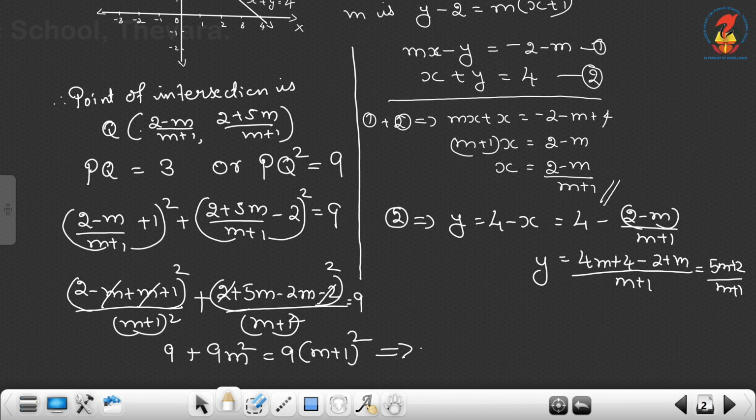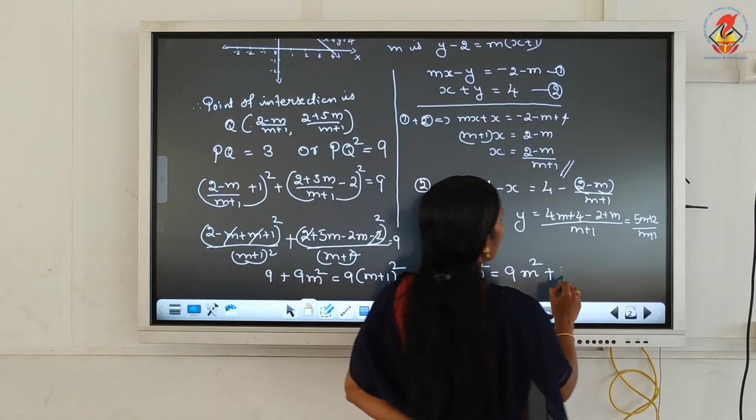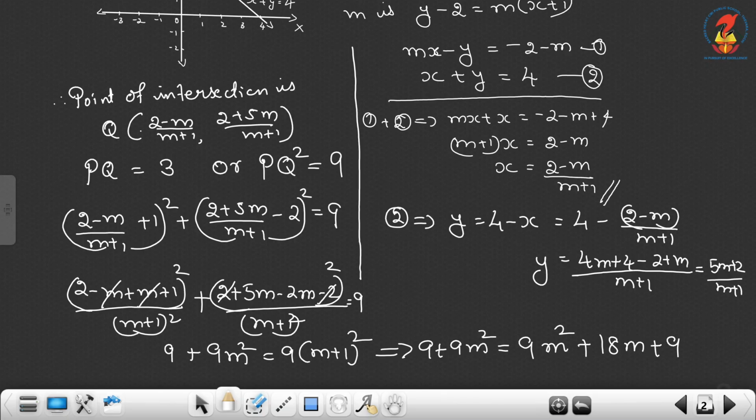So which implies 9 plus 9m square is equal to 9. Expand it: 9m square plus 2m into 9, that is 18m, plus 1 into 9, 9. So 9 cancels, 9m square cancels, which implies 18m is 0. 18 is a number, not 0. So what is 0? m is 0.